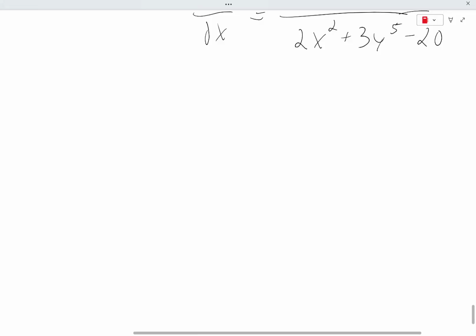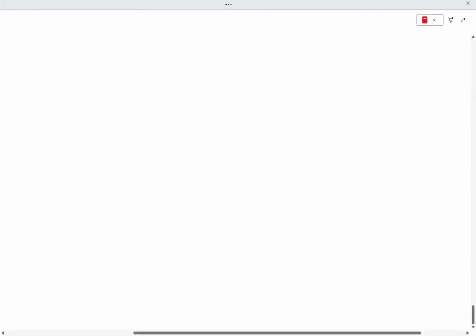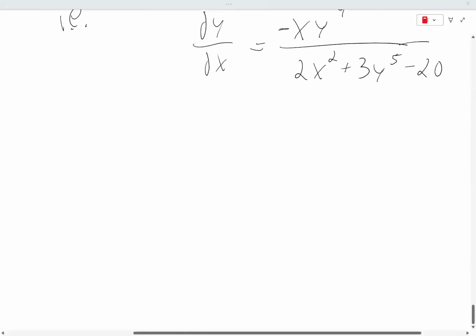In Calc 3. Like a little shorter? Oh, because of the time? Yes.